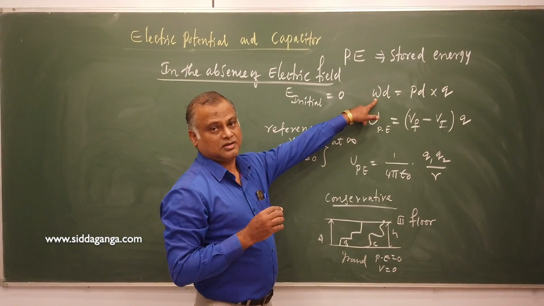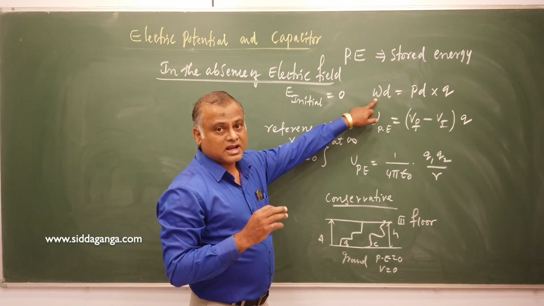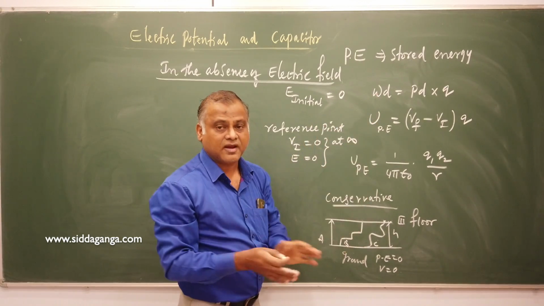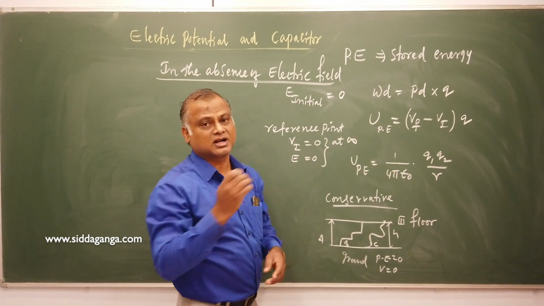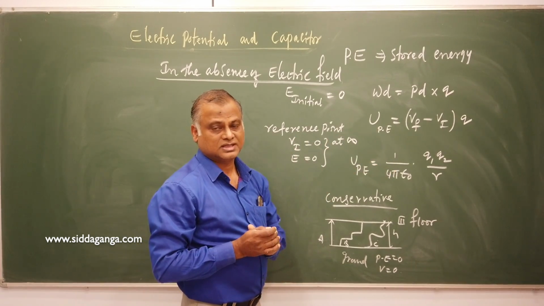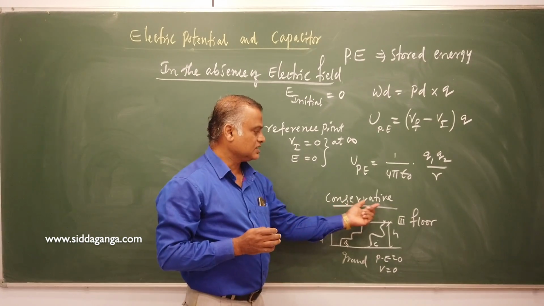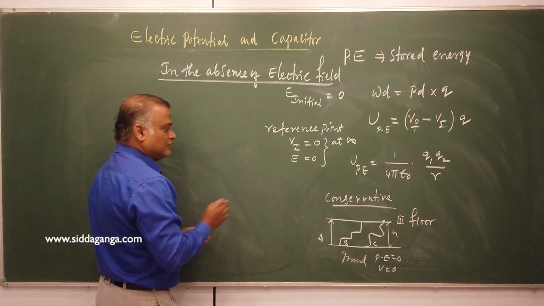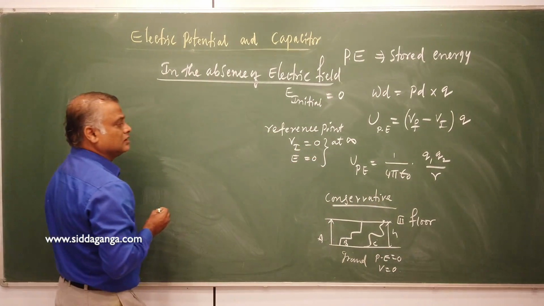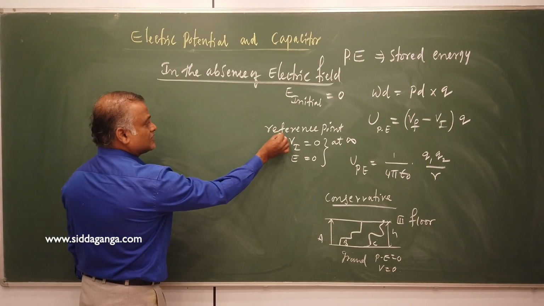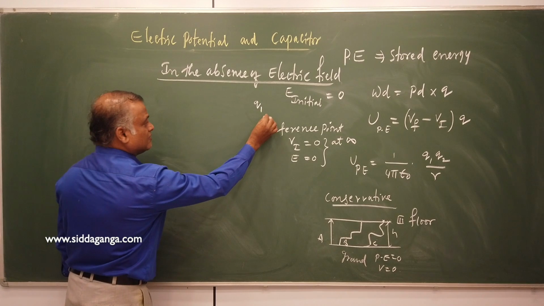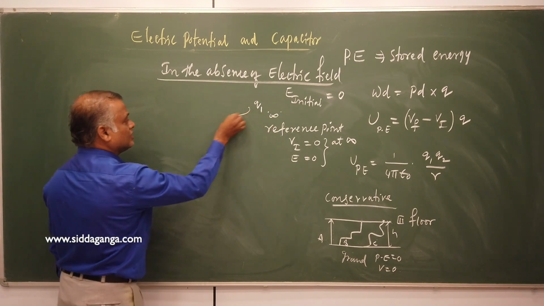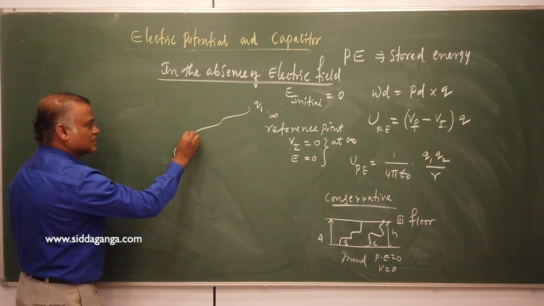We need some work. And that work done in carrying a charge in an electric field does not depend on the path. It depends only on the initial point and the final point. Such fields are called conservative fields. With that basic knowledge, now I have a reference point from which I am carrying the charge Q1 from infinity to the point of consideration.